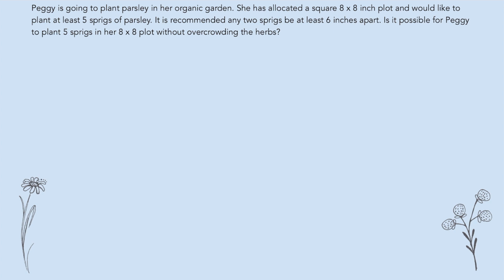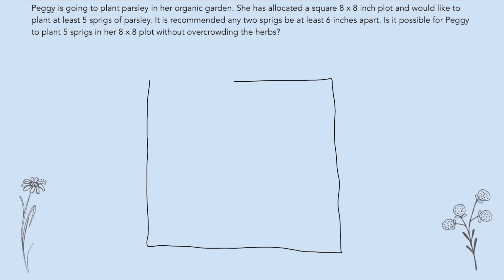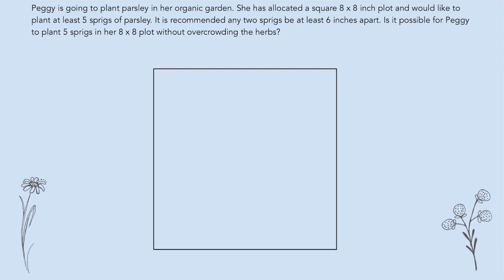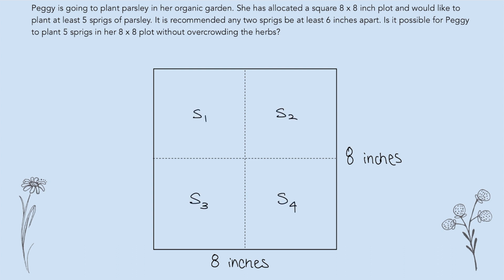Now, of course, you could do this problem in many other ways, but this is just one application of the pigeonhole principle. So let's see how we can set this up using the pigeonhole principle. I start by drawing my square plot here, that's 8 by 8 inches. And here's the trick. I'm going to divide it into 4 equally sized squares, and I'll label these squares S1, S2, S3, and S4.